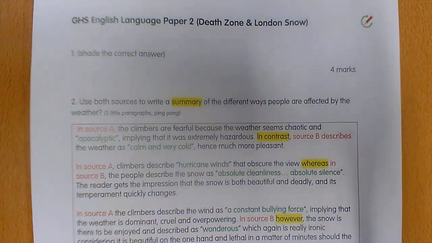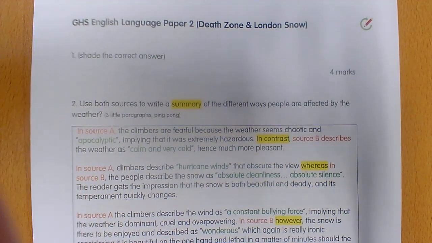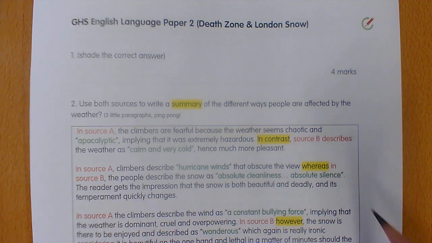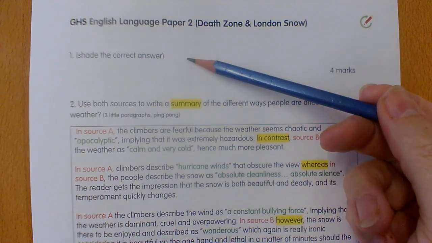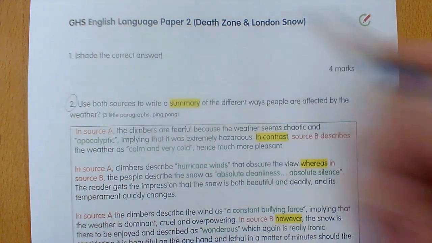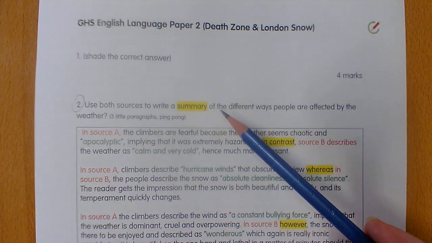Hey everyone, we're running through English Language Paper 2, but remember of course today that Paper 2 and Paper 1's questions are really similar. So if we run through it quick, this is a choice question, you just shade some of the blocks. Question 2 is the one that's different because it asks you to write a summary.